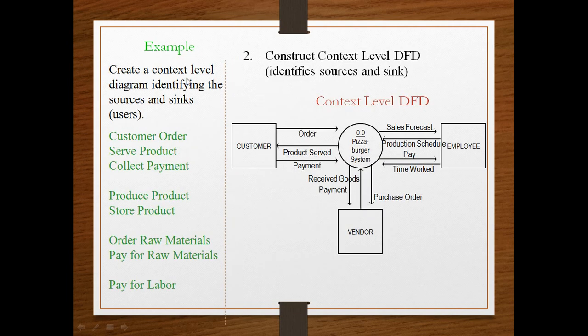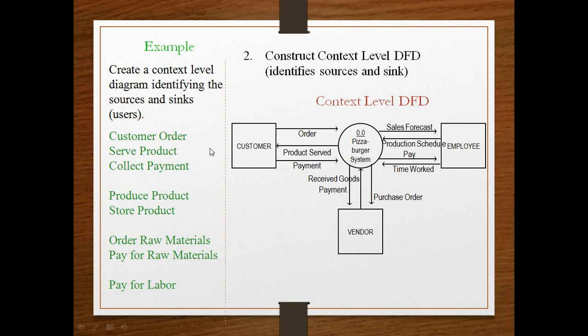Now create a context level diagram identifying the sources. So now I have identified customer order, serve product, collect payment, produce product, store product, order raw materials, and pay for labor. Now this is a context level diagram where I have two entities, a customer and an employee. So you have a customer, you have an employee. And then you have to order the raw materials. Produce product is okay, but then the vendor is a person, an entity which is involved here too.